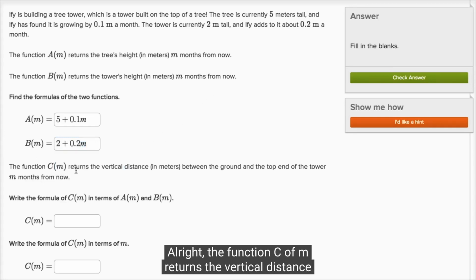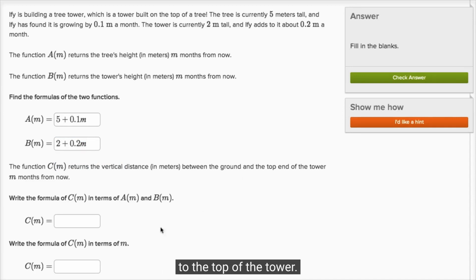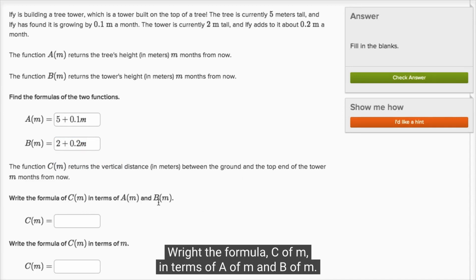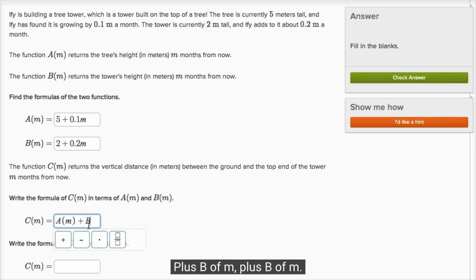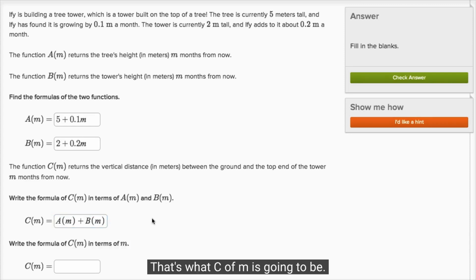All right. The function c of m returns the vertical distance between the ground and the top end of the tower. Makes sense? That would be from the bottom of the tree to the top of the tower. Write the formula c of m in terms of a of m and b of m. Well, the total height is going to be the height of the tree, which is a of m, plus the height of the tower, b of m. That's what c of m is going to be.